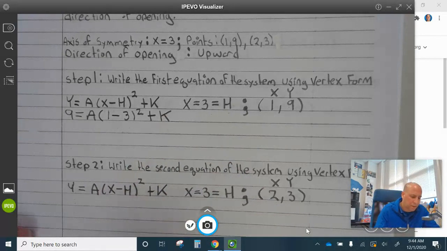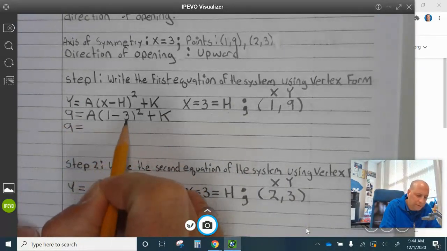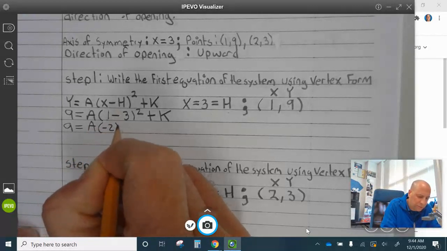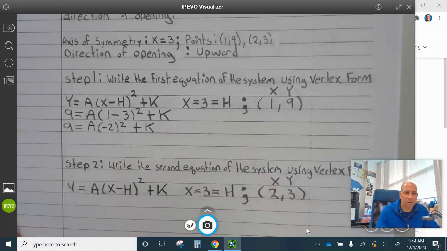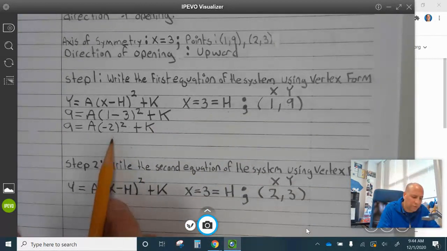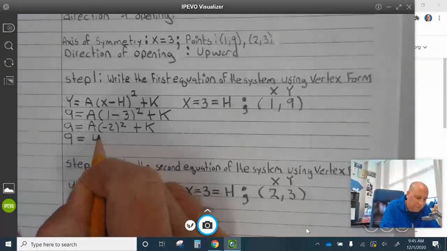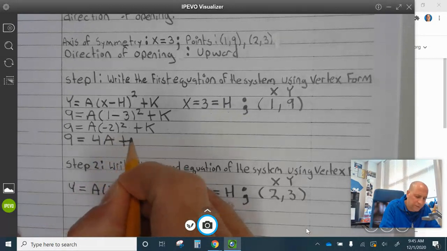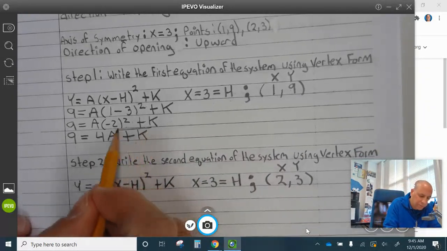Okay, so then that's 9 equals 1 minus 3 is negative 2, so it's a times negative 2 squared plus k. Okay, well, negative 2 squared is 4, so your equation is 9 equals 4a plus k. Okay, that's your first equation.